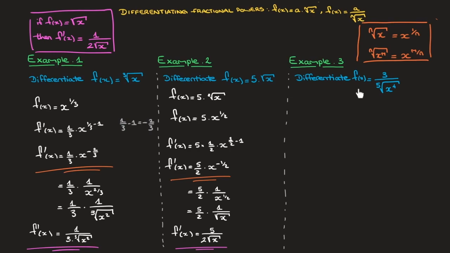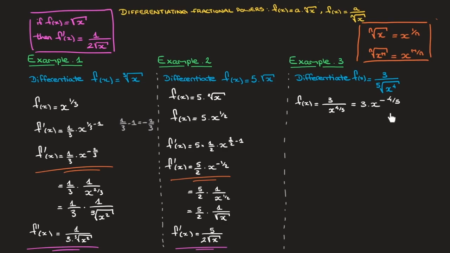We need to differentiate f of x, which is equal to 3 over the 5th root of x raised to the power of 4. Well, to get us started, let's rewrite this denominator as a power of x. For that, I use the second result that we have here. So that would be f of x, which equals 3 over x raised to the power of 4 over 5. Now, given that this power of x is on the denominator, I can rewrite this using a negative power of x. In other words, I can go ahead and state that this is equal to 3 times x raised to the power of negative 4 over 5.